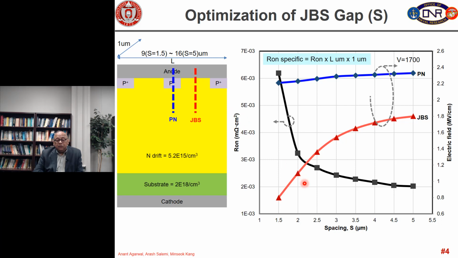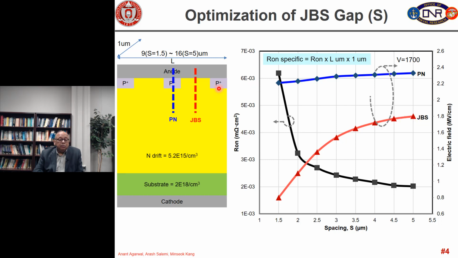You can see as we increase the JBS gap, that electric field goes up. When we apply 1700 volt, the electric field in the middle of the JBS gap at the Schottky silicon carbide interface is increasing, and it increases all the way to 1.8 megavolt per centimeter.